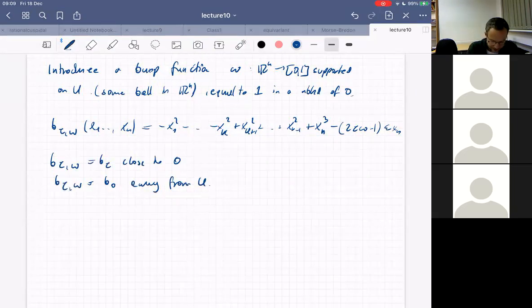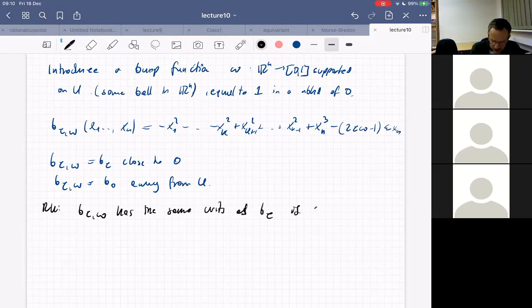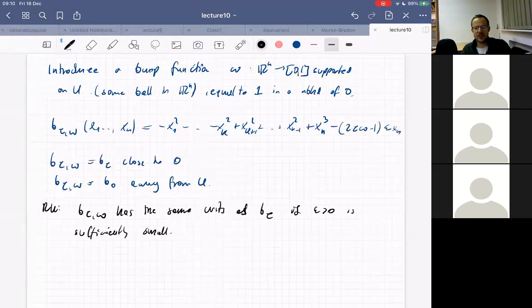And now remark, b tau omega has the same crits as b tau if epsilon is sufficiently small. Okay, so we do slightly the opposite. So I first introduced epsilon, and now I introduce omega, but then I adjust epsilon to omega.